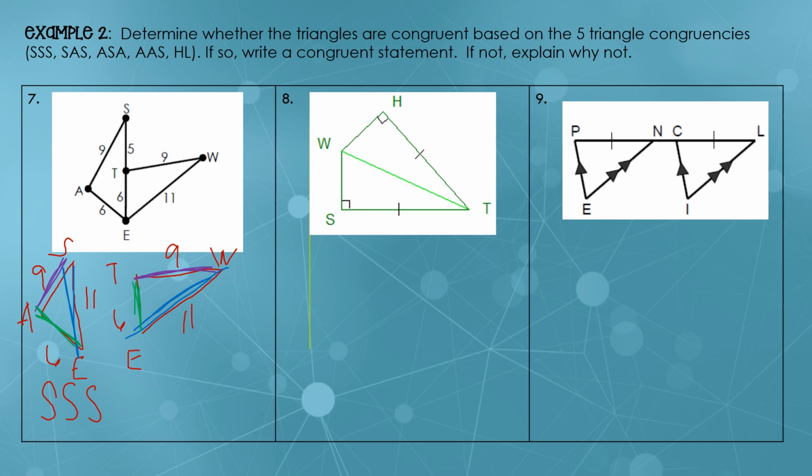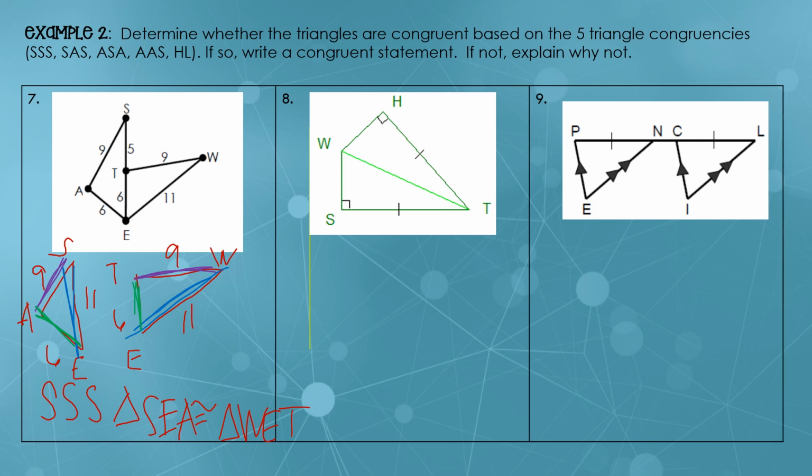Let's get our congruent statement. Triangle, we'll call it SEA. S is between purple and blue, or between the 9 and 11, which is W on the other triangle. E is between blue and green, or the 11 and 6, which is E on the other triangle. And then A is between the 9 and the 6, or the purple and the green, which is T on the other triangle.